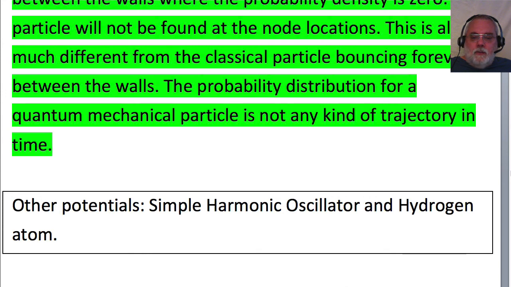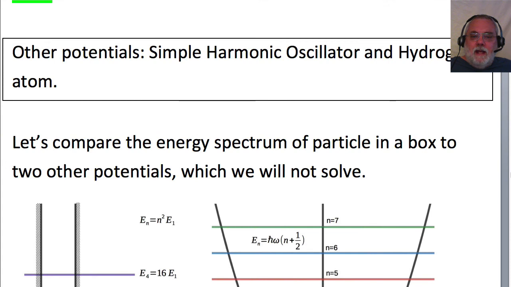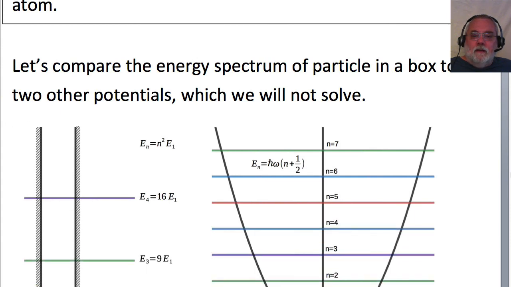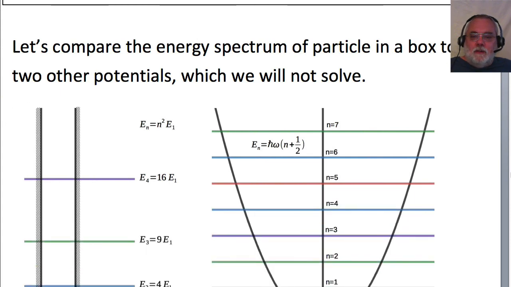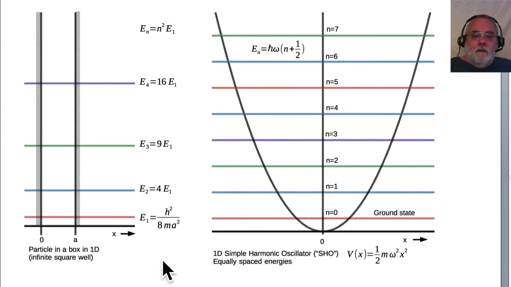Let's look briefly at 2 other potentials: the simple harmonic oscillator and the hydrogen atom. We're only going to look at energy levels here. Let's compare the energy spectrum of a particle in a box to 2 other potentials, which we're not going to solve. Here were the energy levels for particle in a box, and they increased with n squared times the ground state energy level.